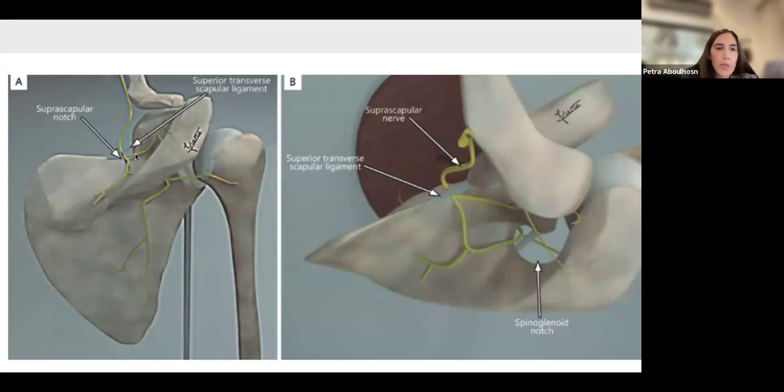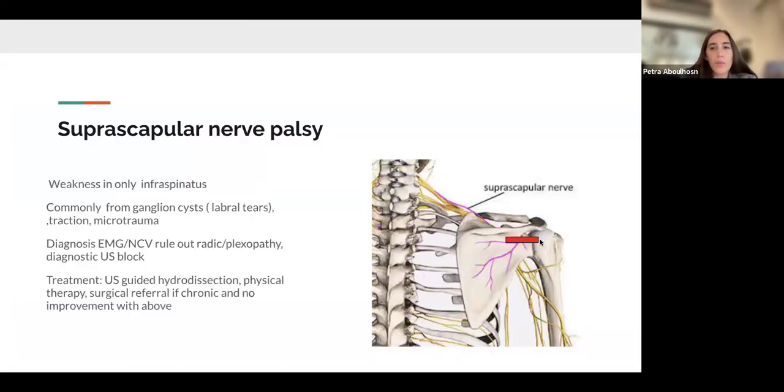Then you see the nerve courses through and goes inside the spinoglenoid notch before giving its innervation to the infraspinatus. So if you have an insult here, you only have weakness in the infraspinatus, so only weakness in the external rotation of the shoulder. This is very common, and I actually had two cases during my fellowship here in sports medicine. It was a ganglion cyst from the labral tear at the spinoglenoid notch.